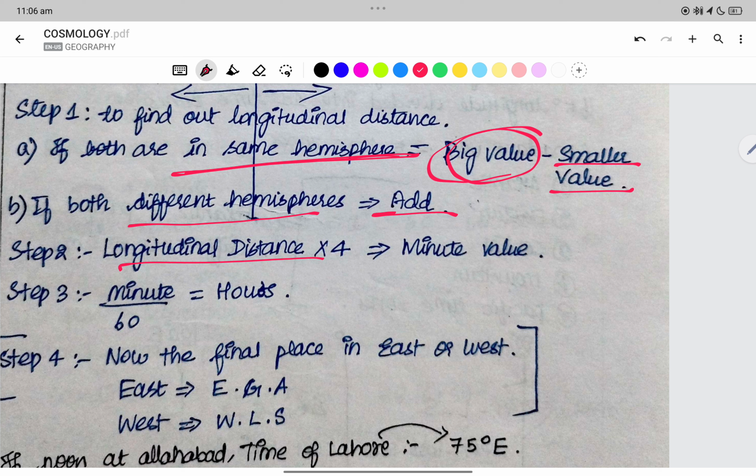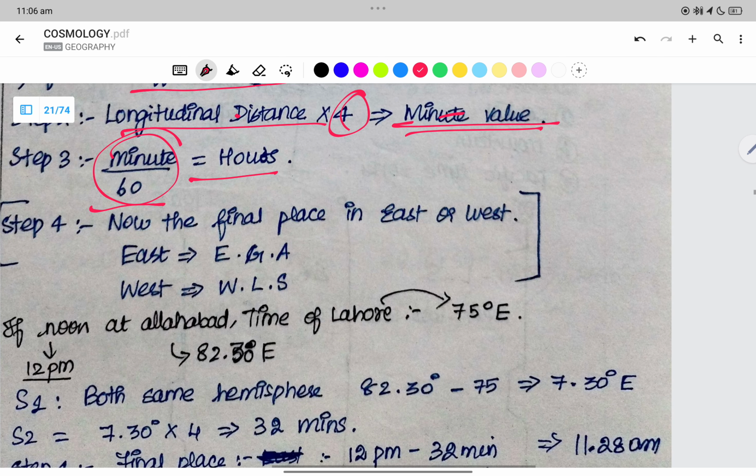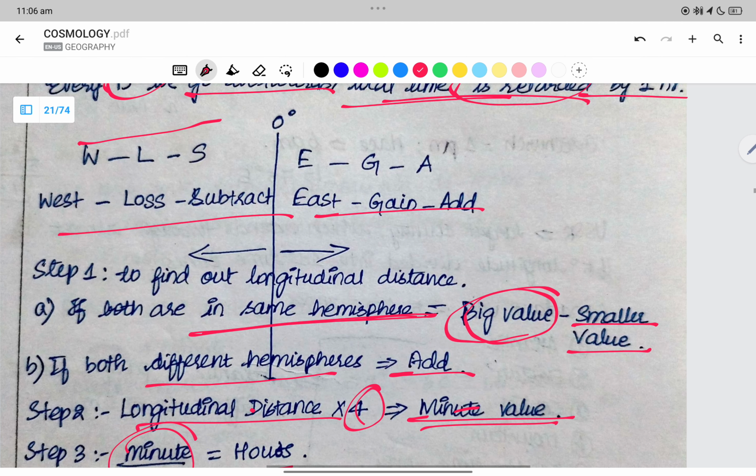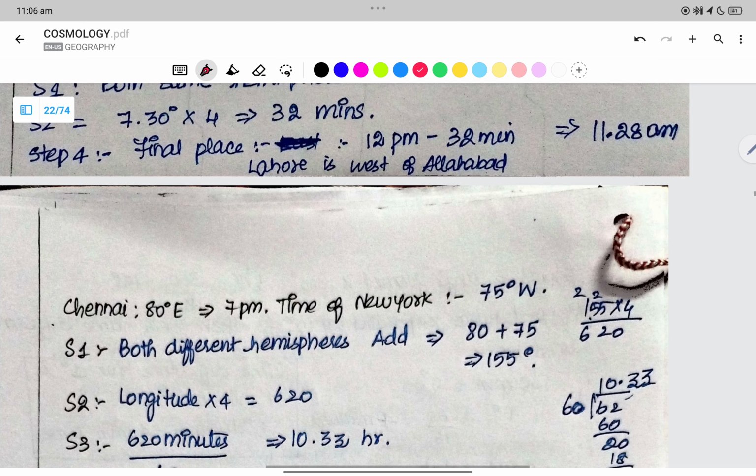Longitude into 4 gives the minute value, right? Minutes divided by 60 is hours. East gain, add; west loss, subtract. East gain, add, EGA, right?